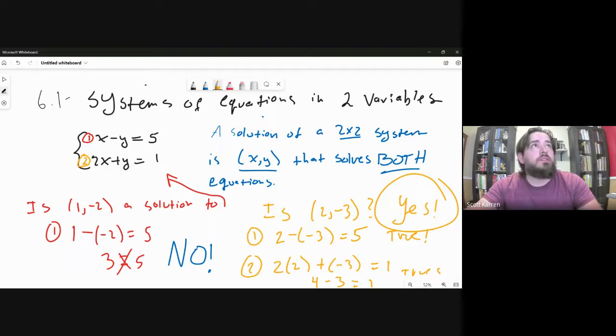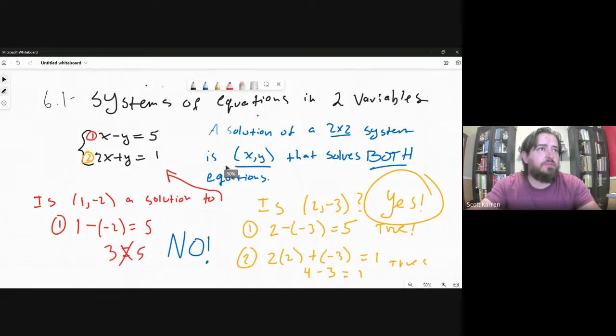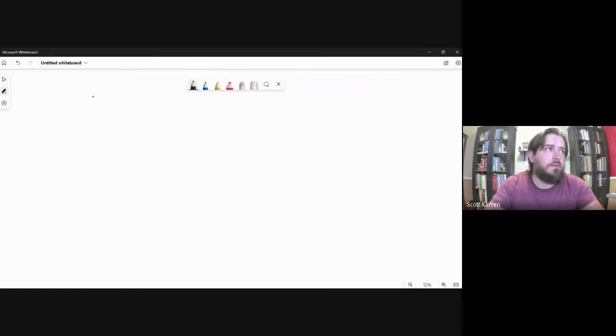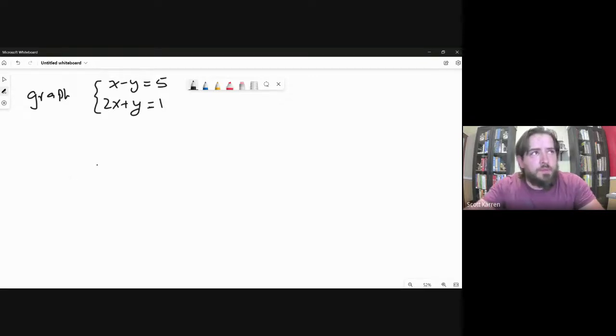So let's take a look. The first method that we would play around with here is to graph. We already have the solutions, but let's graph the system that we were just playing with, x minus y equals 5 and 2x plus y equals 1. Now I can manipulate this system in any way that I want, as long as I don't change the equations. I can use the addition principle, the multiplication principle, things like that.